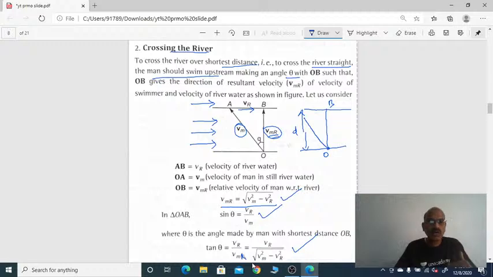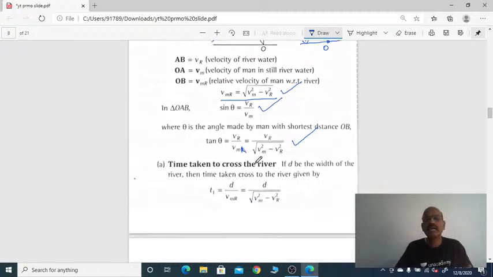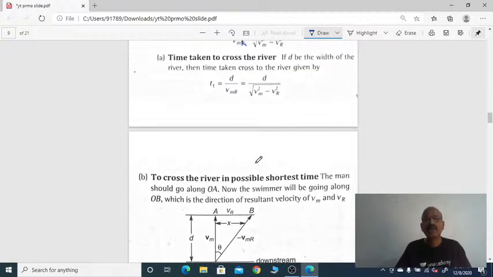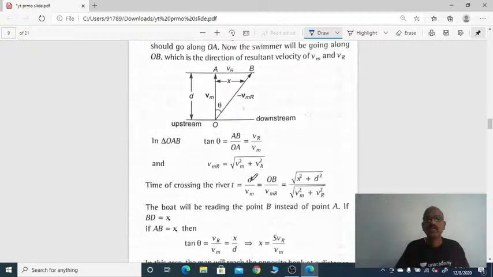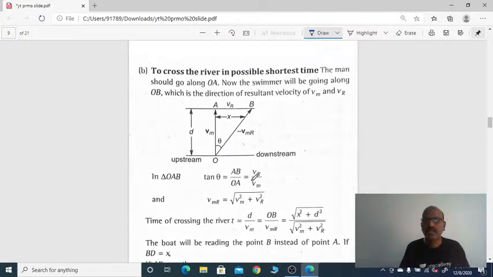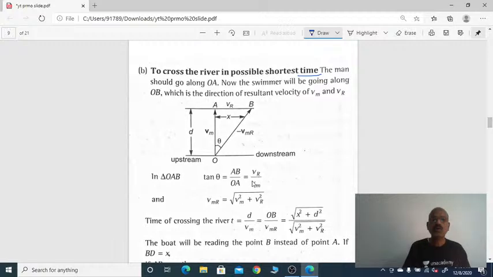Let us see now how to cross the river in the shortest time. Time taken to cross the river: if D is the width of the river, we know that velocity equals distance or displacement by time. So time equals width of the river by velocity. Now, how to cross the river in the shortest possible time?